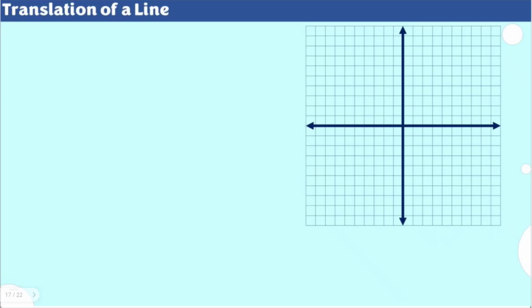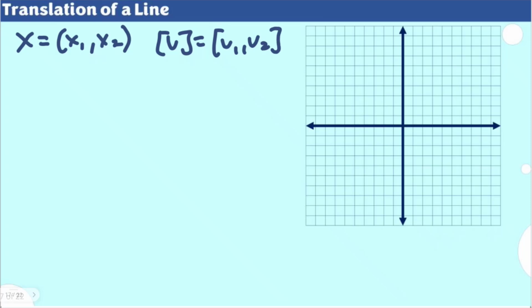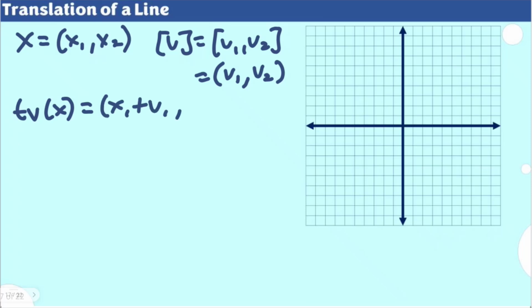Previously, we have learned that to determine the translation of a point on a designated vector, we're just going to add the first components. So say for example, if our x has components x sub 1 and x sub 2, and the vector indicated has components v sub 1 and v sub 2, which could also be written in this form. If we're going to talk about the translation of point x by the indicated vector, we're just going to add the first components, and you have to add the second components as well.